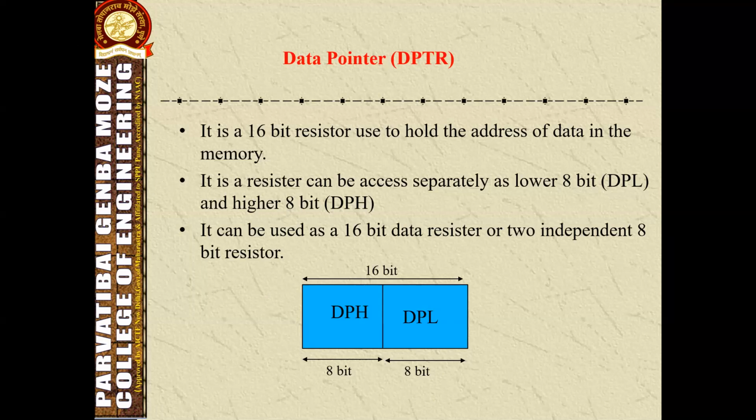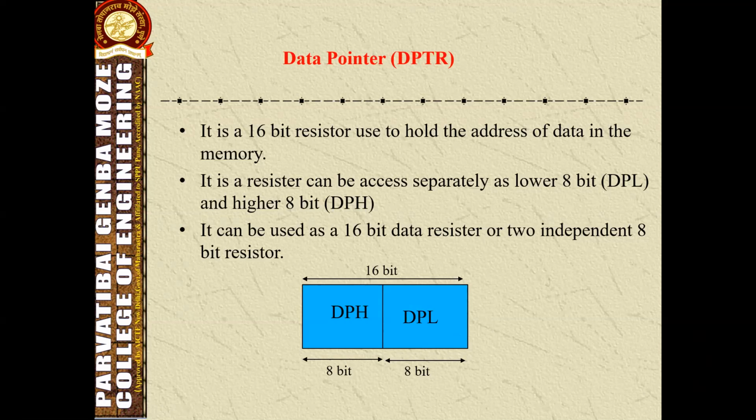DPL and DPH are the two 8-bit registers. The address of DPL is 82H. If exams are objective type, questions may be asked based on the address, such as what is the address of the DPL register, so keep it in mind. The address of DPL is 82H and the address of DPH is 83H.